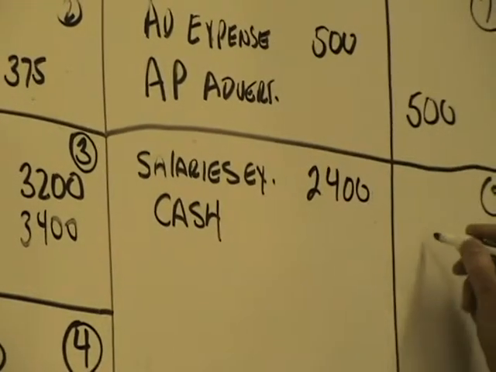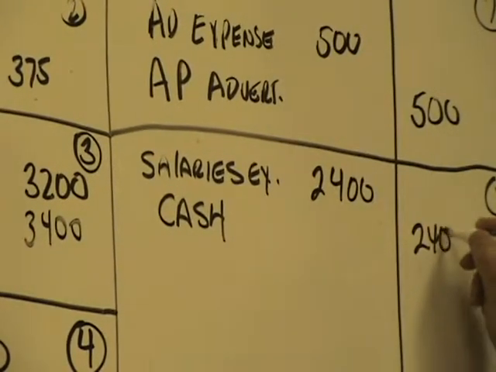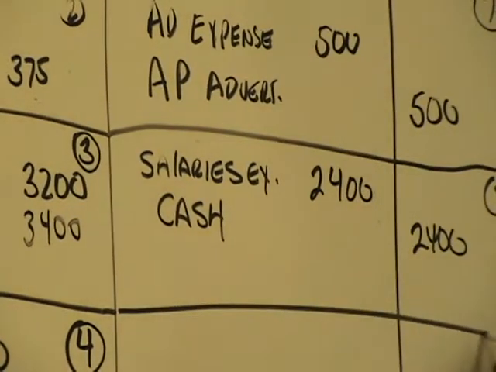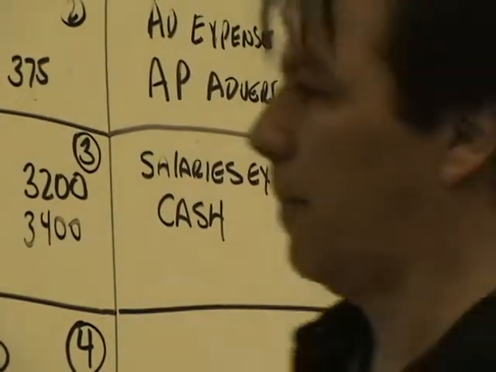Credit. Correct answer. So that's how we think in our mind: increase or decrease, debit or credit. And it's not rocket science, it's a language.